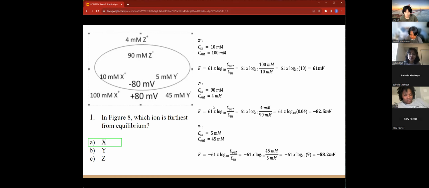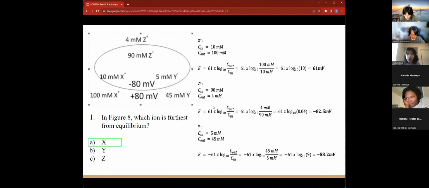The Nernst potential measures what voltage the membrane needs to be for the ion to be at equilibrium. So you would find the Nernst potential for each ion in the diagram. I have the work for that out. For X, the Nernst potential is 61 millivolts. For Z plus, it's negative 82.5 millivolts, and for Y minus, it's negative 58.2 millivolts.